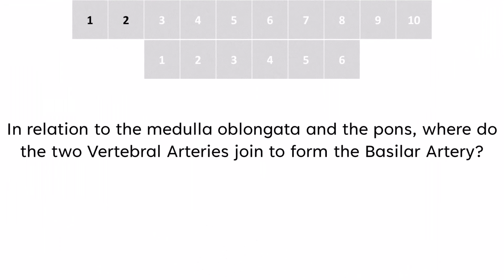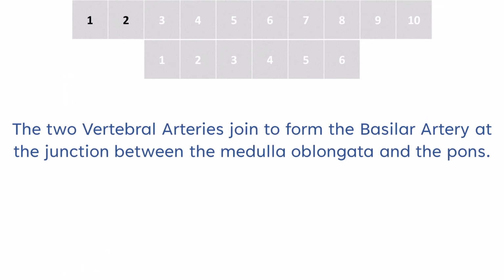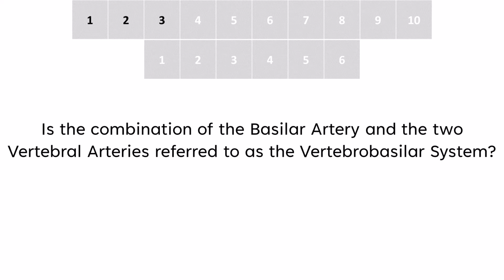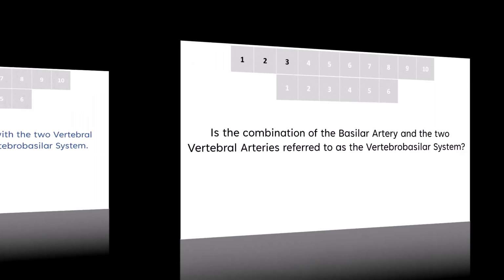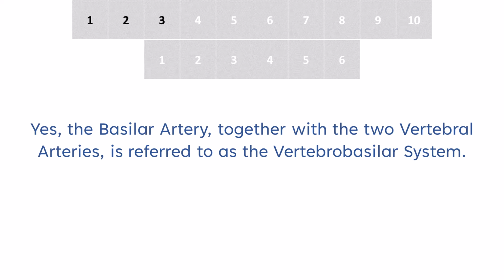In relation to the medulla oblongata and the pons, where do the two vertebral arteries join to form the basilar artery? The two vertebral arteries join to form the basilar artery at the junction between the medulla oblongata and the pons. Is the combination of the basilar artery and the two vertebral arteries referred to as the vertebrobasilar system? Yes, the basilar artery together with the two vertebral arteries is referred to as the vertebrobasilar system.